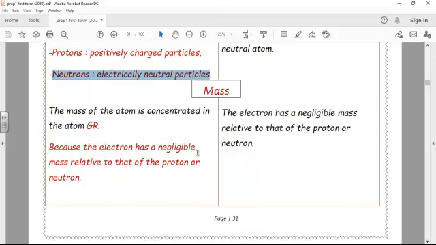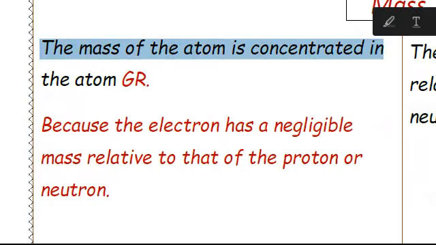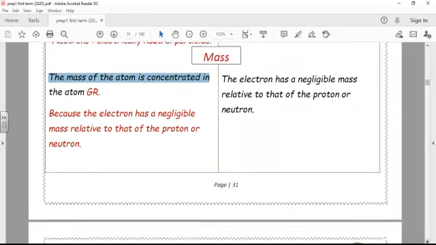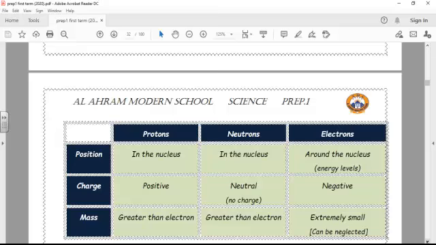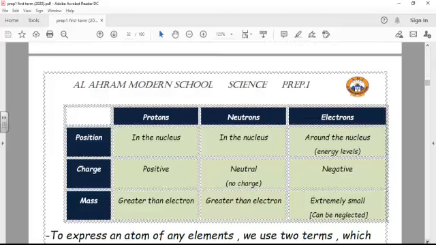If we look at the whole atom, we can find the mass of the whole atom is concentrated inside the nucleus. Why concentrated inside the nucleus? Because the mass of the electrons, which are outside it, can be neglected if you compare the mass of electrons to the mass of protons or neutrons. So it's very, very small mass relative to the protons or neutrons.